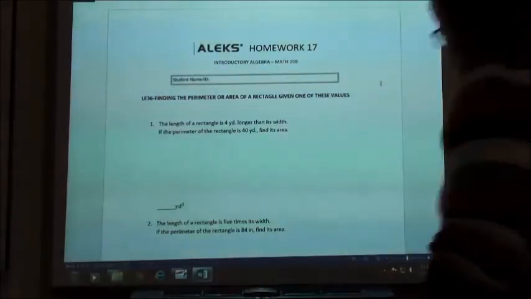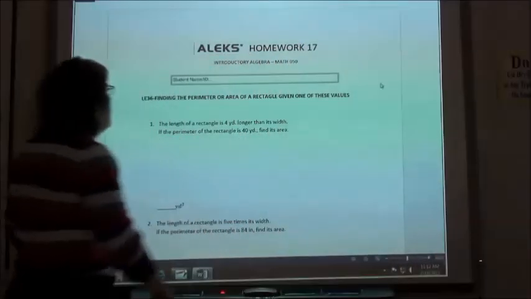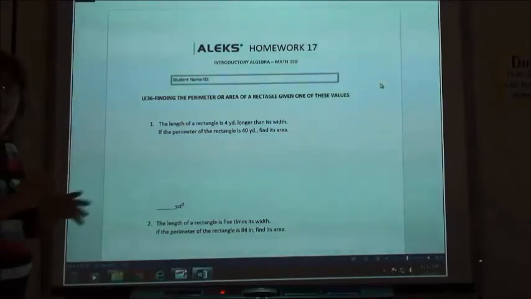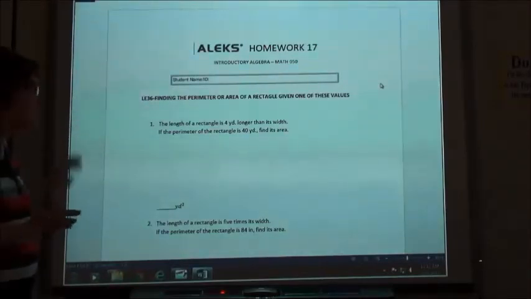All right, introductory algebra homework day 17. It says find the perimeter or area of a rectangle given one of these values. What we're going to do is kind of like on the previous page where we had those shapes labeled with X's and whatever, and we had to find the perimeter.